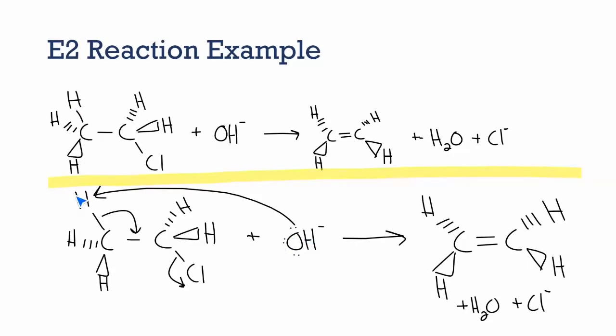So the base takes the hydrogen. These bonding electrons from the C-H bond will go to form a double bond here, and then the carbon-chlorine bond will break, and that'll come off. And here we form an alkene, and these groups just shift down, these ones shift up, and you have this alkene here. And again, we have water and chlorine. Make sense?